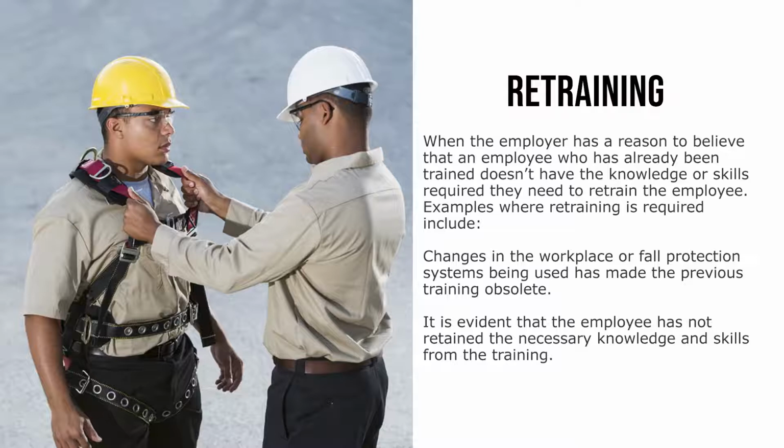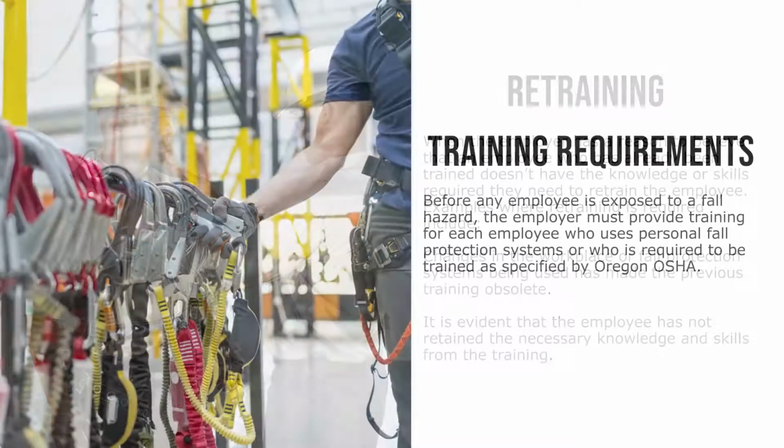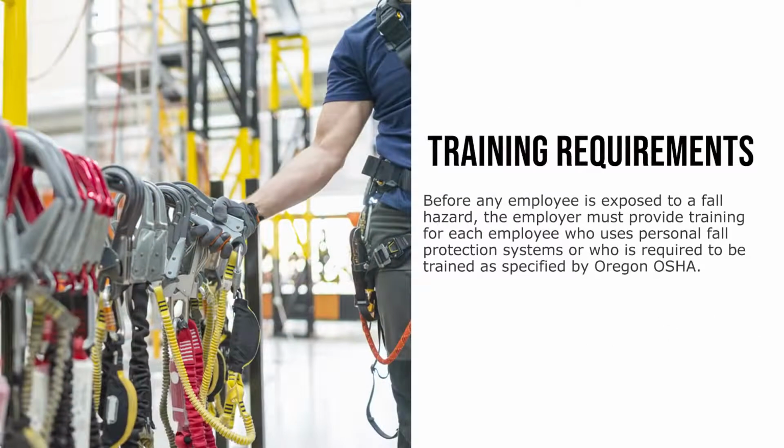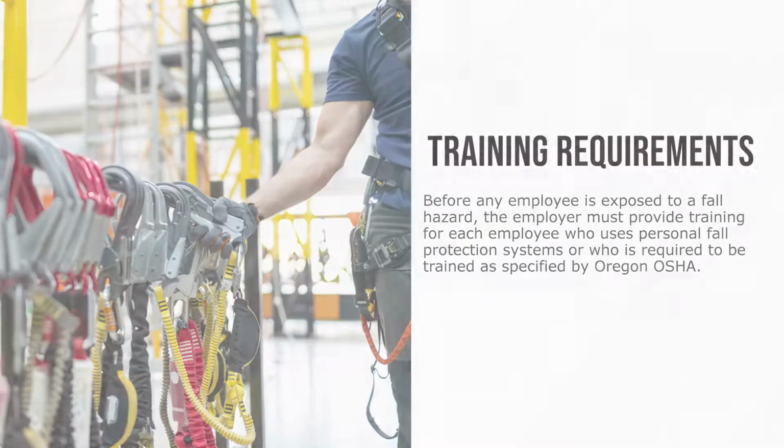Examples where retraining is required include changes in the workplace or fall protection systems being used that have made the previous training obsolete. It is evident that the employee has not retained the necessary knowledge and skills from the training. Before any employee is exposed to a fall hazard, the employer must provide training for each employee who uses personal fall protection systems or who is required to be retrained as specified by Oregon OSHA.